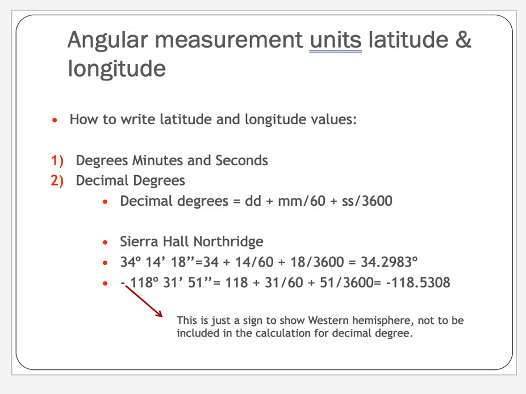Also, you can convert degrees, minutes, and seconds to decimal degrees. So again, using the same example of the latitude here for the Sierra Hall building, you're going to keep your 34 degrees and put it in front of the decimal point here, and then you're going to divide your minutes by 60 and your seconds by 3,600. Like we see here, 14 divided by 60 and 18 divided by 3,600. So when you sum this up, this is the sum, 34.2983 degrees. So that is how you convert degrees, minutes, and seconds to decimal degrees.